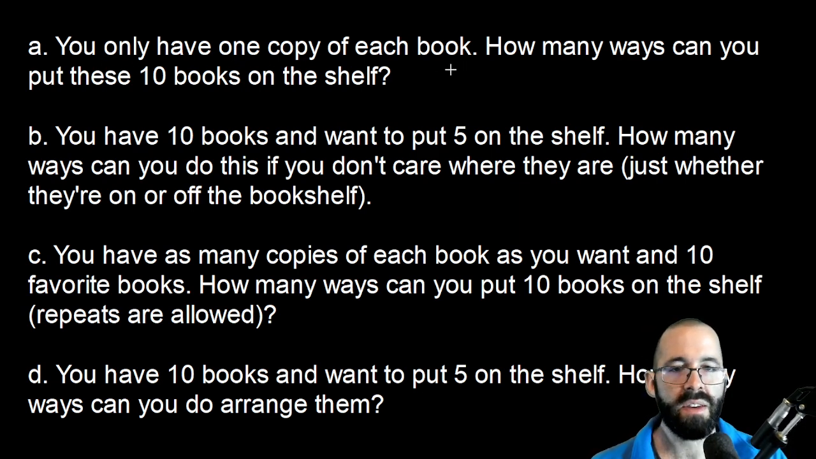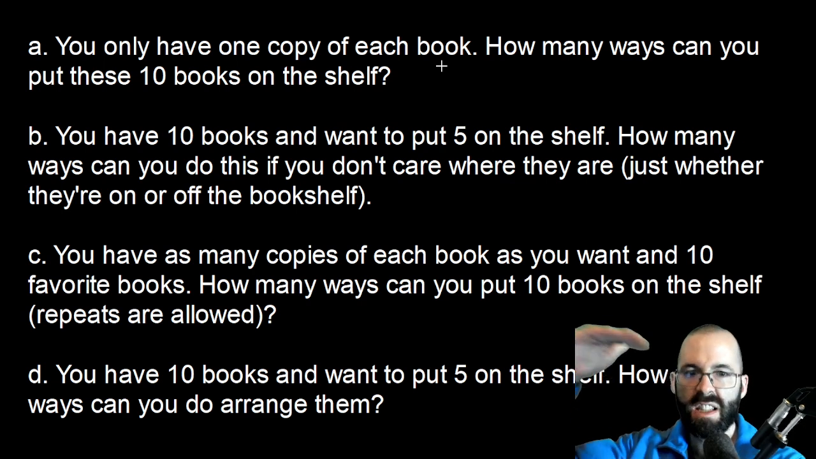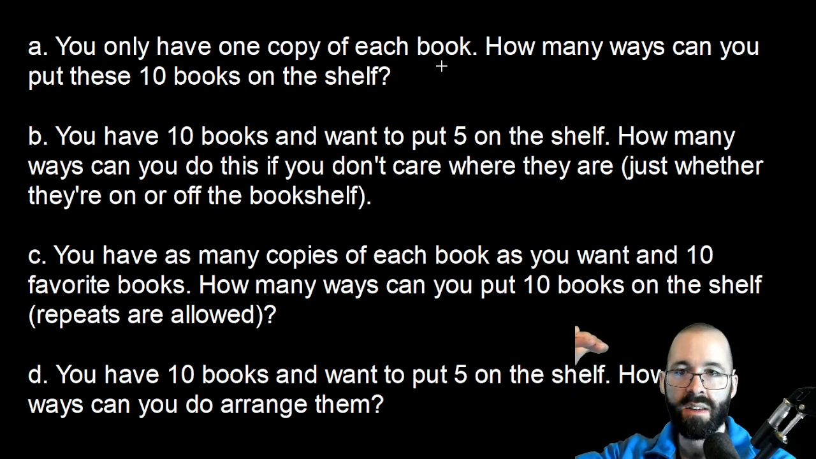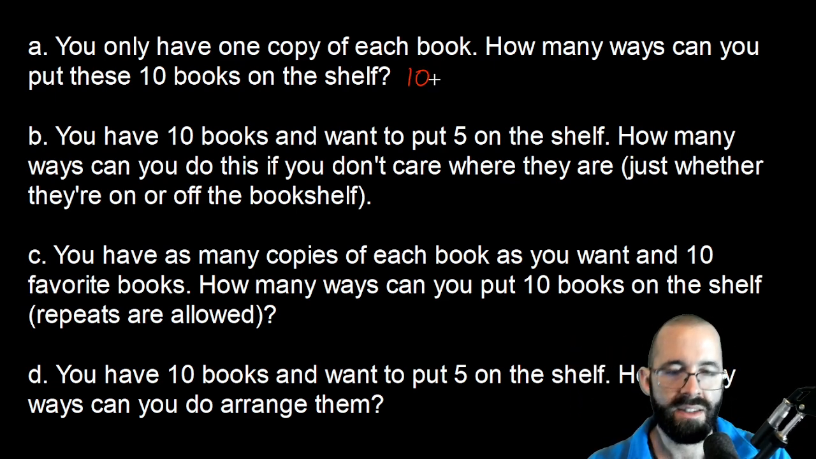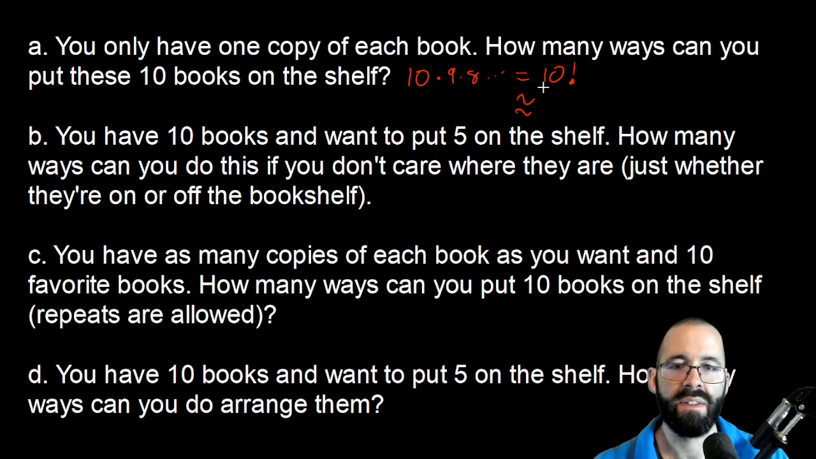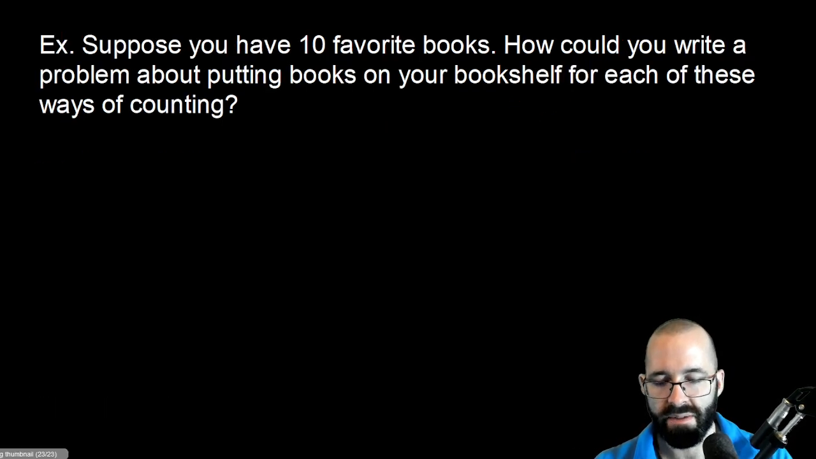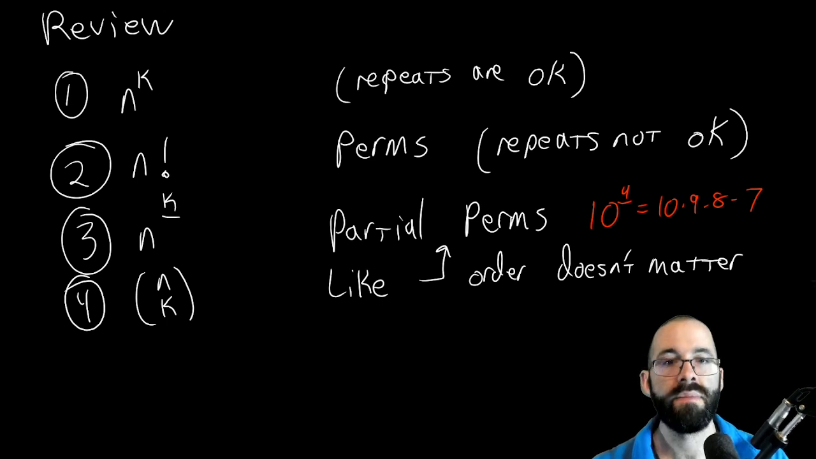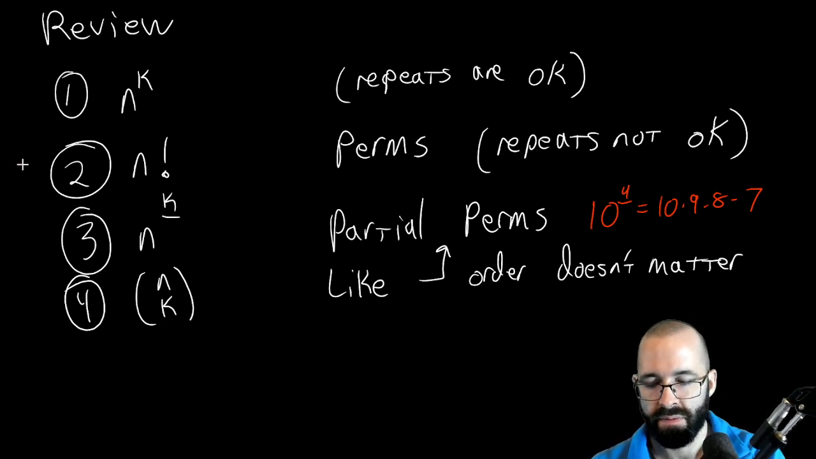So if you can only have 1 copy of each book, so you physically have those 10 books right here, how many ways can you put these 10 physical books on the shelf? Well, there's 10 options for the first book on the shelf, and then 9, and then 8, right? This is just 10 factorial, which is some big number. I'm not going to write it out. Which one is that? That's a full permutation. That's number 2. That was letter A.